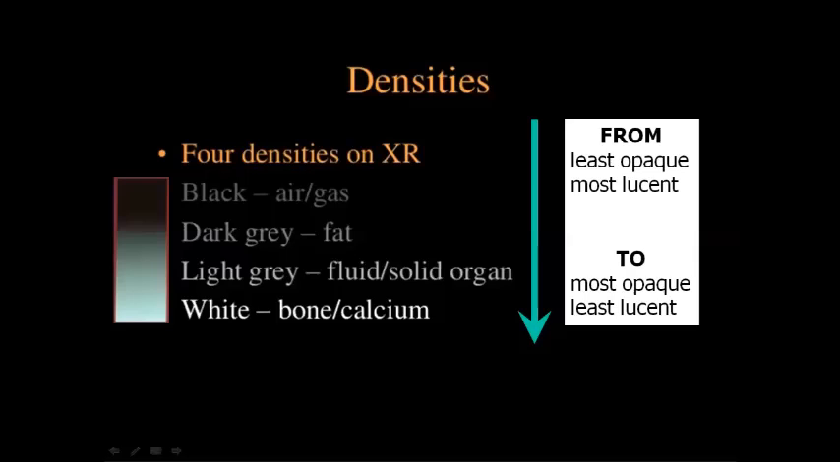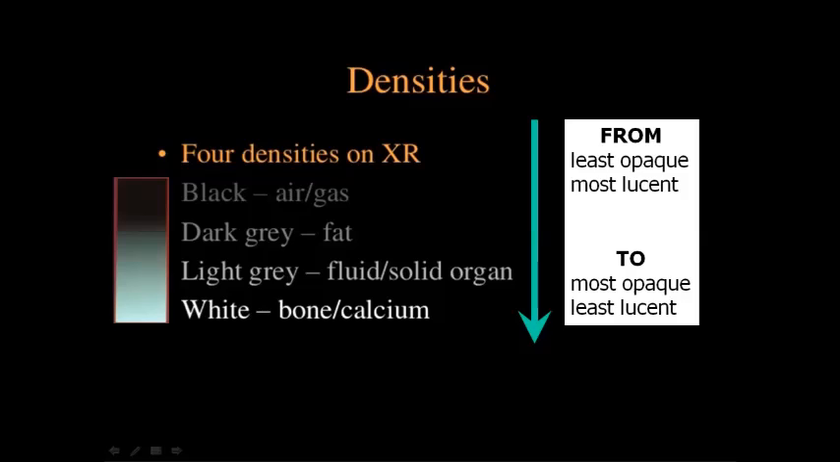The next very important thing is densities which may be distinguished by the human eye, or on plain X-ray films by the eye of the radiologist, of the operator. There are four densities that can be easily distinguished by the human eye.